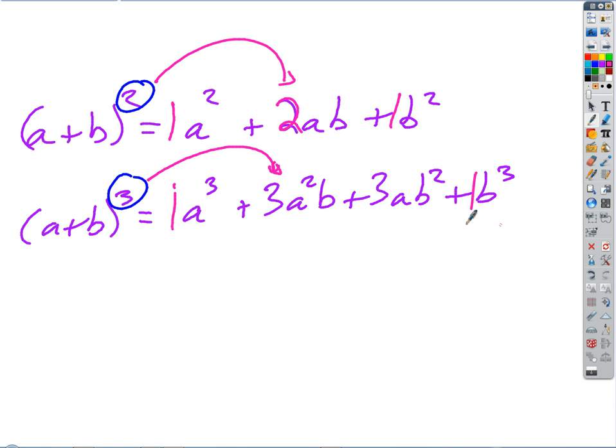So using those few simple rules, even if you didn't take math for a couple of years and you had to remember, that's how you can remember: just build it, right? Those rules allow you to build those expansions, okay? Make sense?